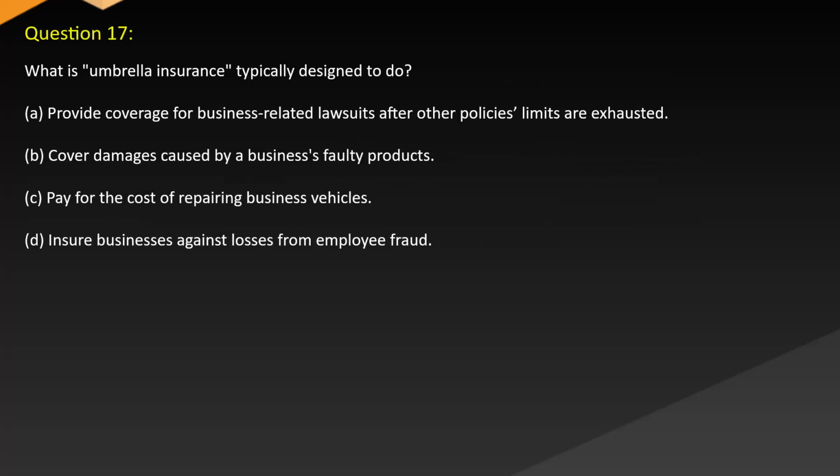Question 17. What is umbrella insurance typically designed to do? A. Provide coverage for business-related lawsuits after other policies' limits are exhausted. B. Cover damages caused by a business's faulty products. C. Pay for the cost of repairing business vehicles. D. Insure businesses against losses from employee fraud.